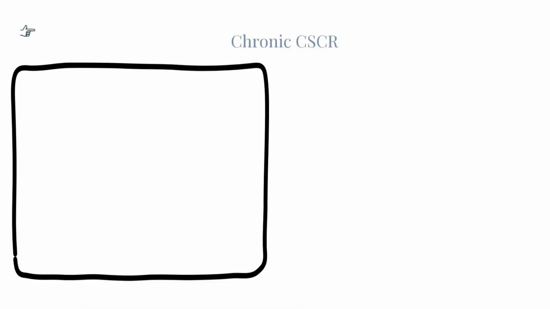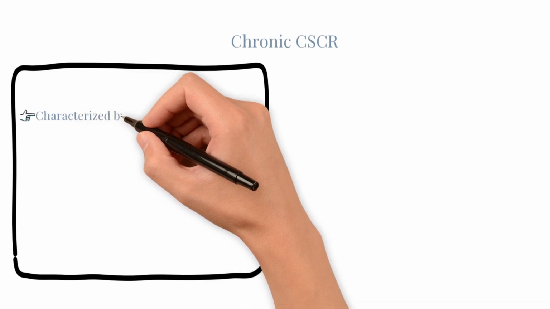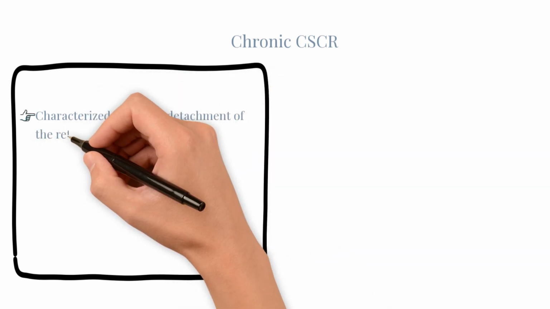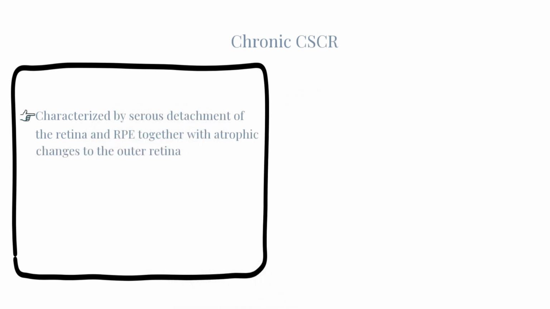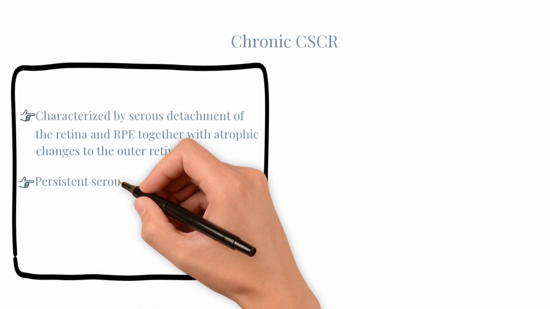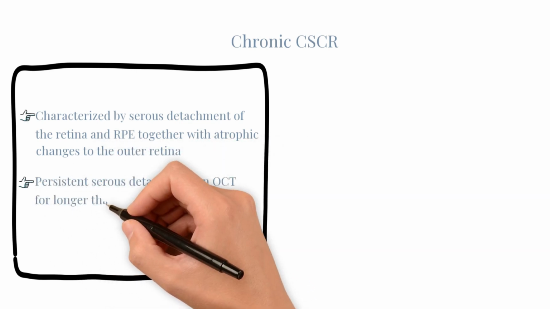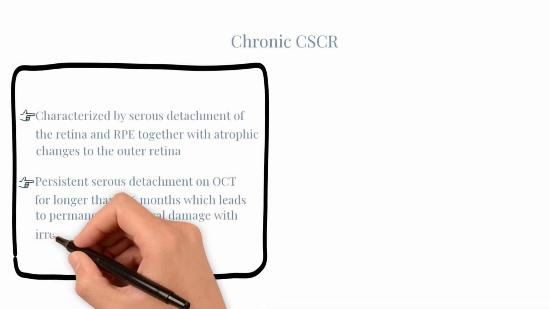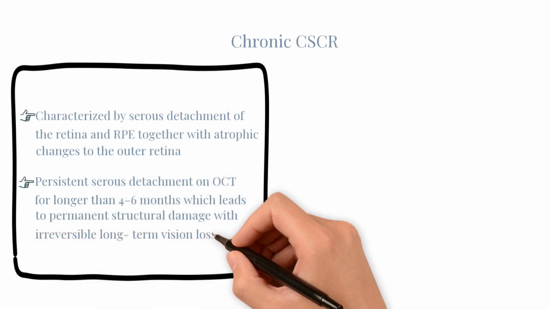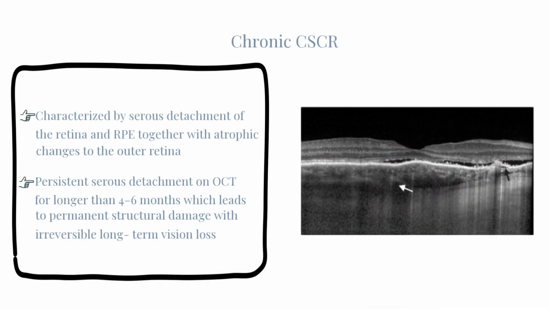Chronic CSCR is characterized by serous detachment of the retina and retinal pigmented epithelium together with atrophic changes to the outer retina. Unfortunately, patients with chronic CSCR will experience persistent serous detachment on OCT for longer than 4-6 months, which leads to permanent structural damage in the neuroretina with irreversible long-term vision loss. The OCT image shows subretinal fluid, photoreceptor outer segment atrophy, a small retinal pigment epithelial detachment, and choroidal thickening.